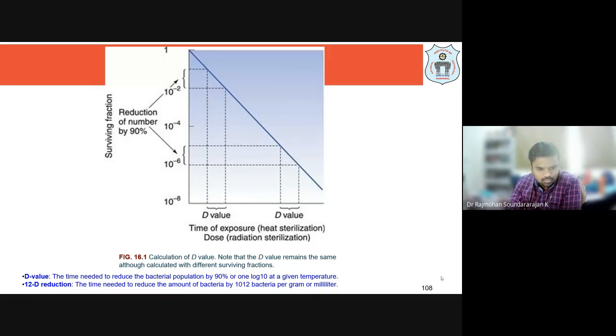And there is another parameter called 12D reduction. It is the time needed to reduce the amount of bacteria by 10^12 bacteria per gram or milliliter. So we want to get 10^12 bacteria per gram or milliliter reduction, how much time it takes. Okay, so that was calculated as 12D reduction.